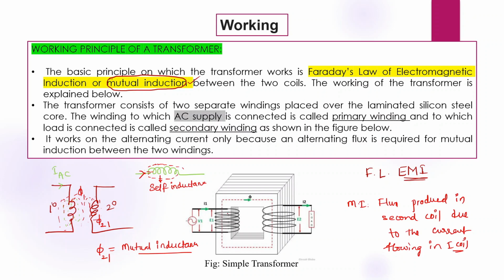Similarly, when you observe the operating principle of the transformer, here I1 is the supply current flowing through the first primary winding.